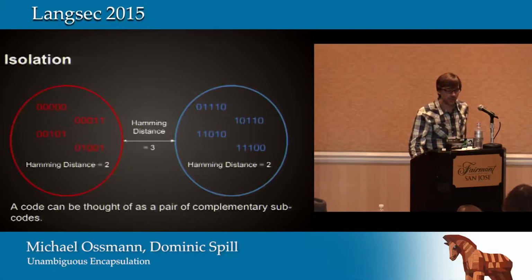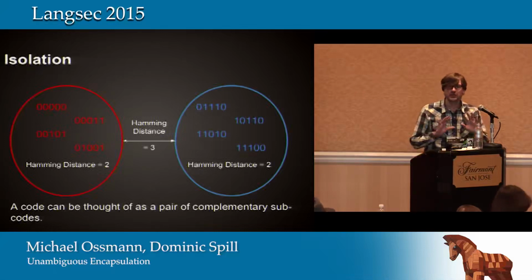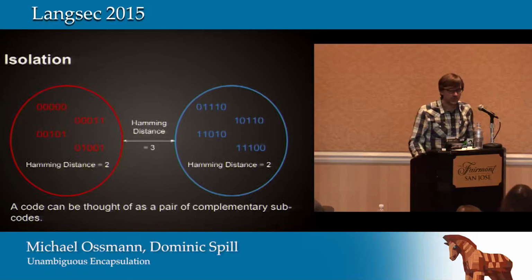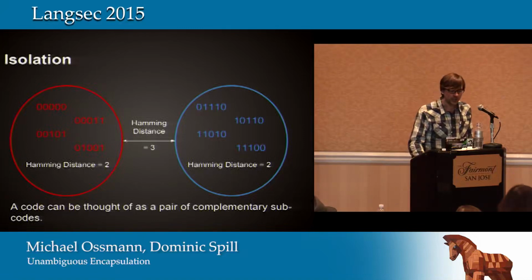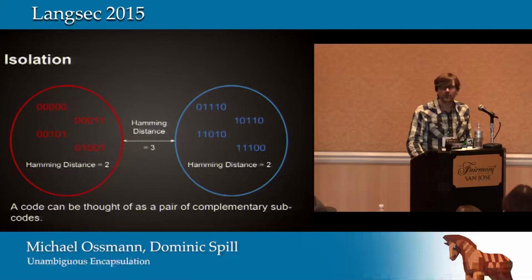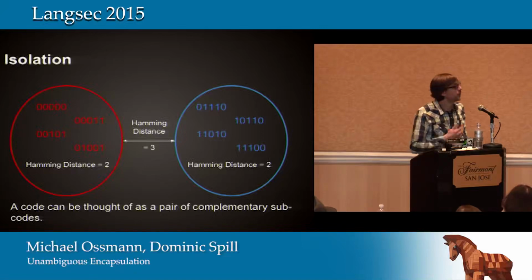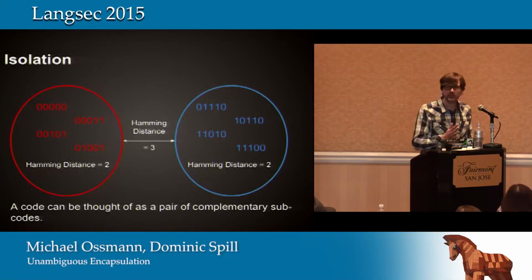Now, if you were to take those 8 different code words and split them into 2 groups or 2 subcodes, now you can see that the minimum Hamming distance within each subcode is 2, but the minimum Hamming distance between one subcode and the other subcode is 3. And we call these complementary codes, and we call this property of having a minimum distance from one subcode to the other subcode isolation.